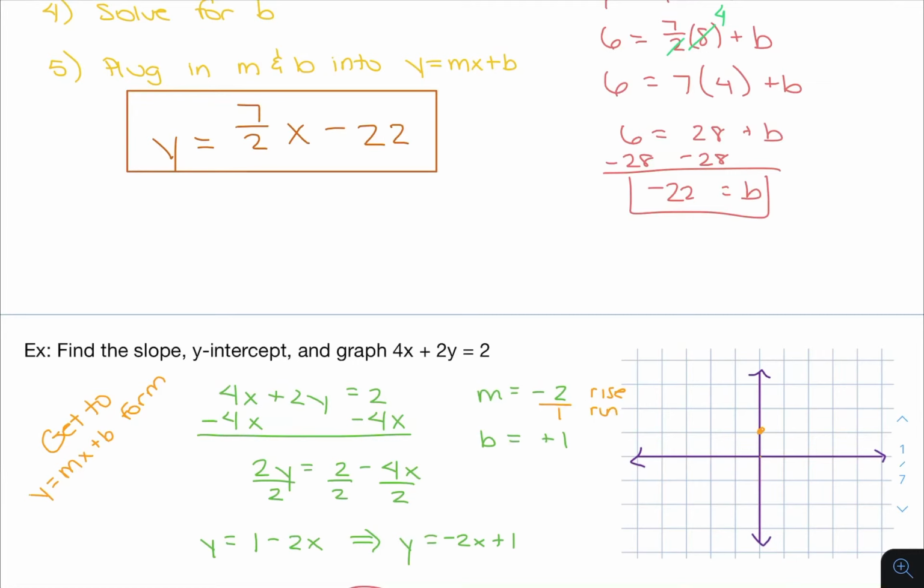Since our rise is negative, that actually means that we're going down. So we're going down 2 and over 1. And that leaves us with this point here. So if we connect these 2 points, that is our line.